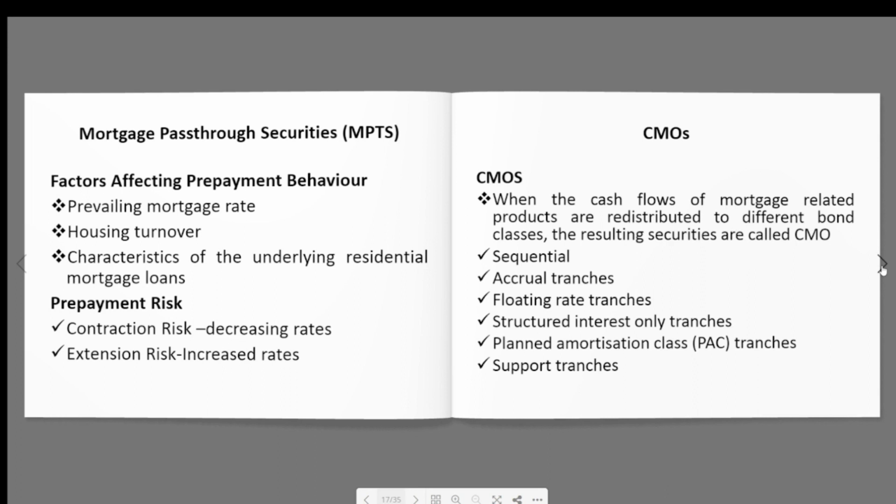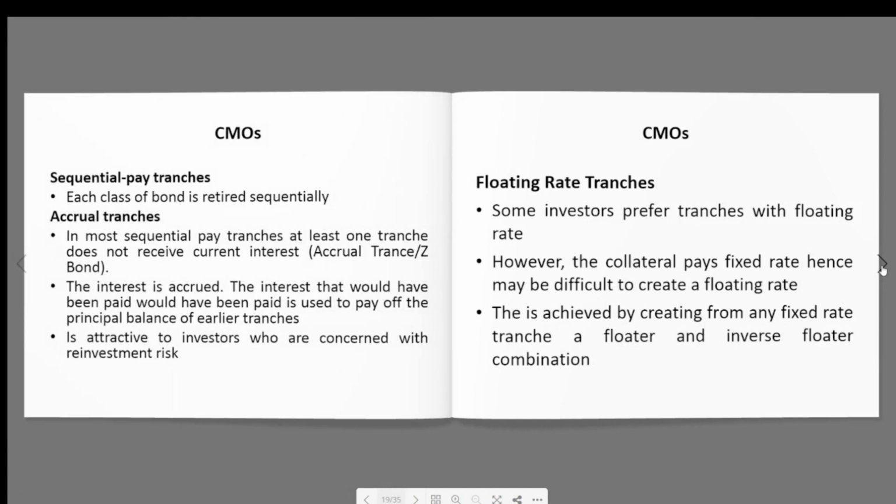Now let's look at CMOs. When the cash flows of mortgage related products are redistributed to different bond classes, the resulting securities are called CMOs. This can be sequential, accrual tranches, floating rate tranches, structured interest only tranches, planned amortization class, commonly referred to as PAC or PAC tranches, and support tranches.